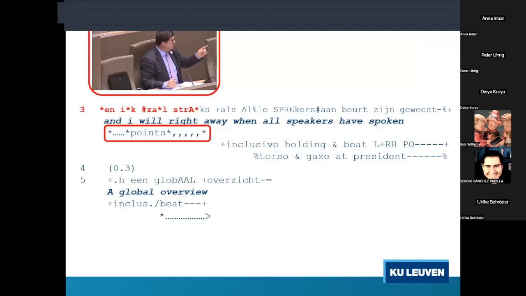Okay, what we see are actually three types of pointing gestures, just to make clear how much formal variation there is. So at a certain point, he says, I will write away when all speakers have spoken. And then he is pointing at one of his colleagues who asked him a nasty question.